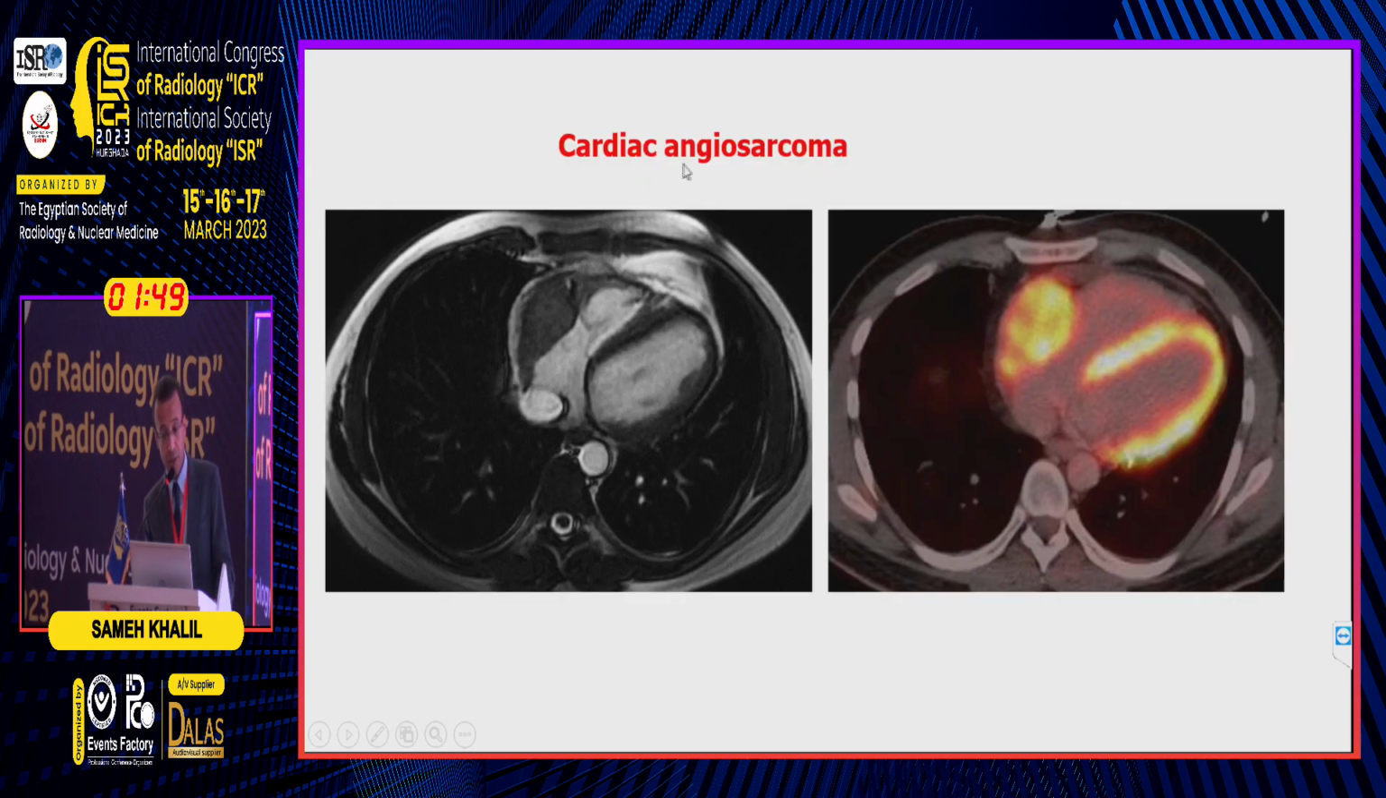And this patient was diagnosed with angiosarcoma. After we did the PET CT images, we screened for angiosarcoma or cardiac metastasis. This was the only active mass inside the body in this patient, so this was cardiac angiosarcoma.